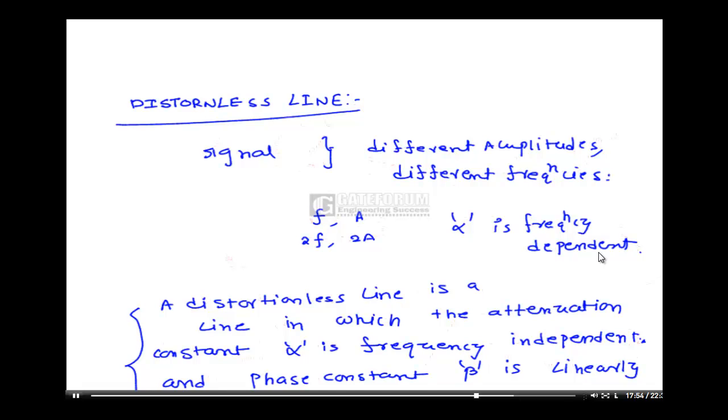Actually, the condition for a distortionless line is LG is equal to RC. If this property holds good, then we can say that the line is distortionless. Very, very important, asked several times in the examination. We can also write it as R by L is equal to G by C, but it is convenient to remember it as LG is equal to RC. This is the condition. If this condition holds good, then we can say that the line is a distortionless line.